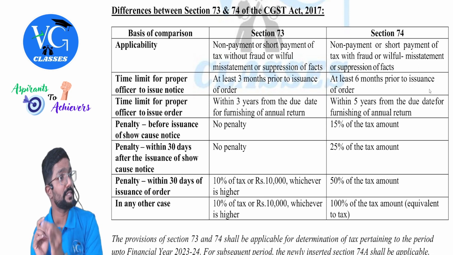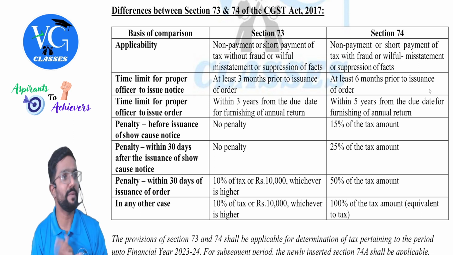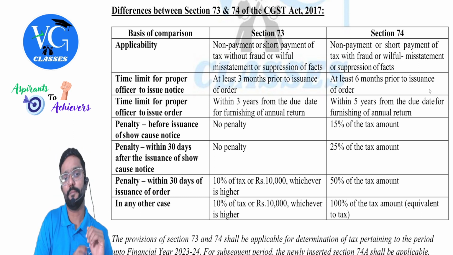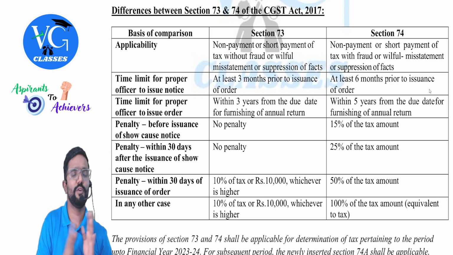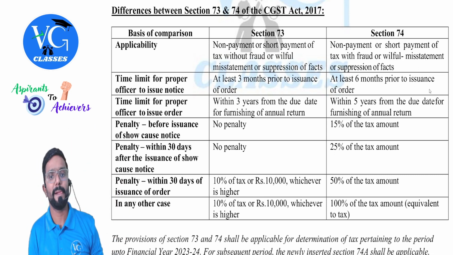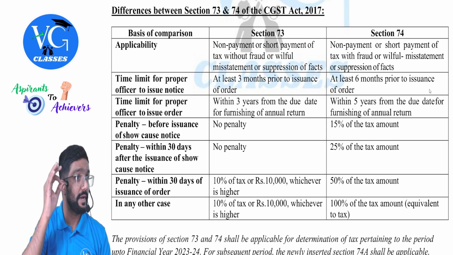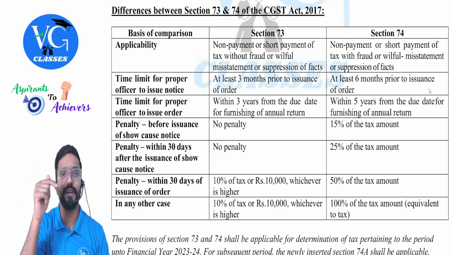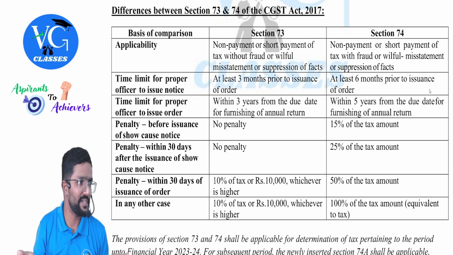Difference between 73 and 74. First to talk about applicability. You know now when each is applicable? Yes, very important. And the major difference between both is what, guys? Time period and penalty. Let me explain, important, they may ask. See, actually, if you know what is 73 and what is 74, you yourself can write all these points.